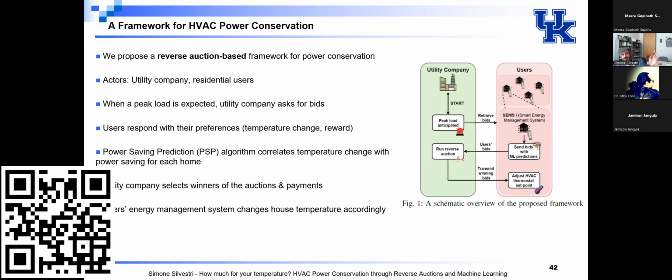Let's assume it's summer, so it's hot and you want to reduce the setting of the air conditioner. How much do you want for 2 degrees, for 3 degrees, etc.? Users say, okay, maybe for 1 degree, I want $1, for 2 degrees, I want $3, and so on. Then these bids need to be translated at the house into an actual reduction in energy consumption. And this is highly house dependent.